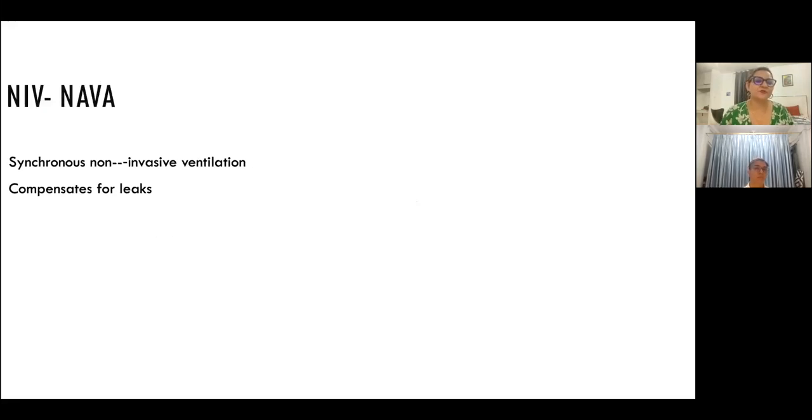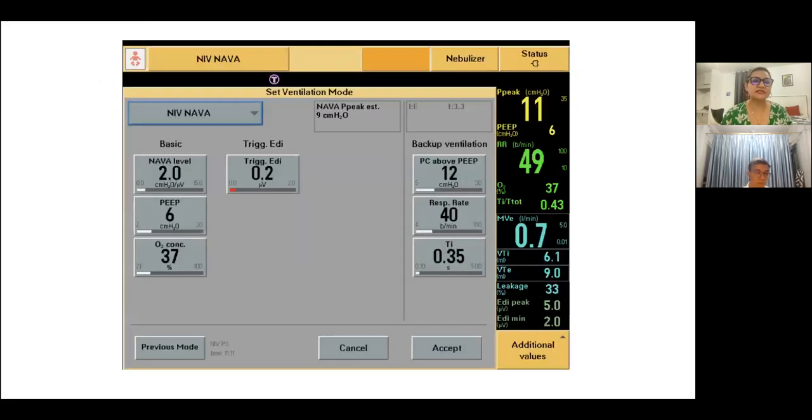NAVA is a synchronous non-invasive ventilation which compensates for leak. This is how the NAVA setup would look: there will be a NAVA level, PEEP, and FiO2, and there is a trigger, and there will be a backup PIP, rate, and inspiratory time. So you set that up and then you accept it.